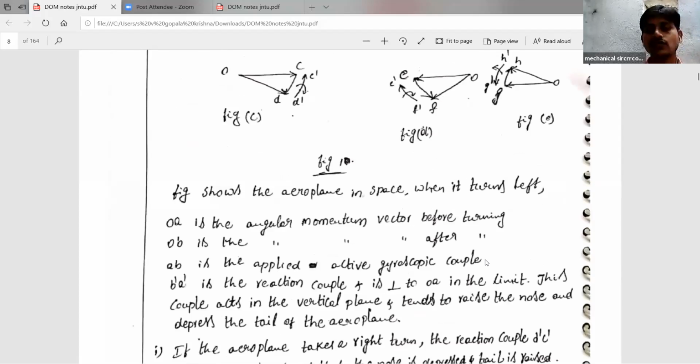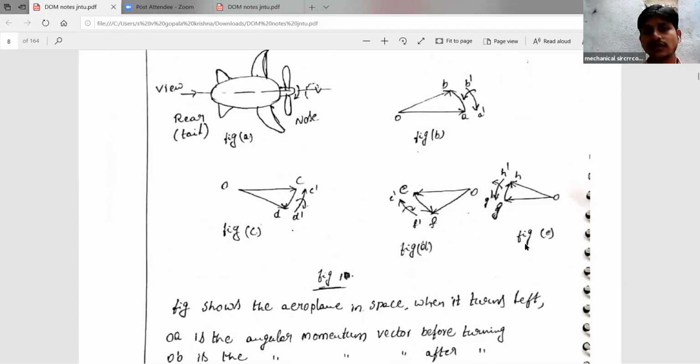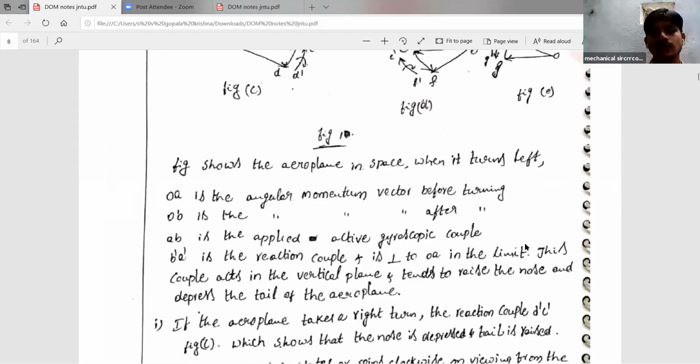AB is the active gyroscopic couple, and sometimes they may also write B dash A dash. B dash A dash is the reactive gyroscopic couple, which is perpendicular to OA. And this couple acts in the vertical plane to rise the nose.